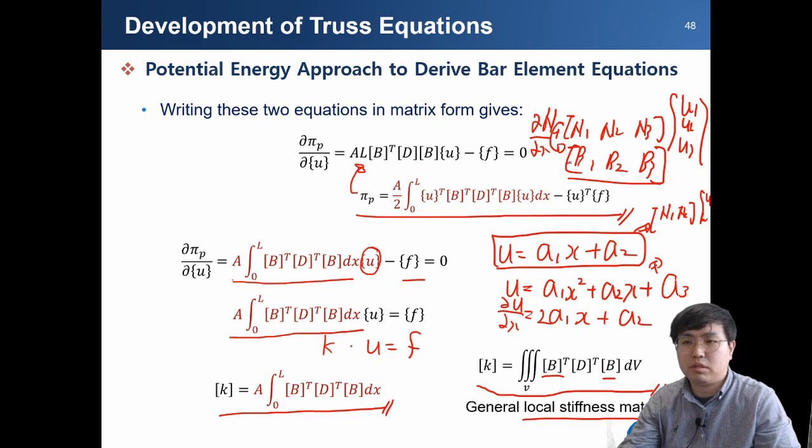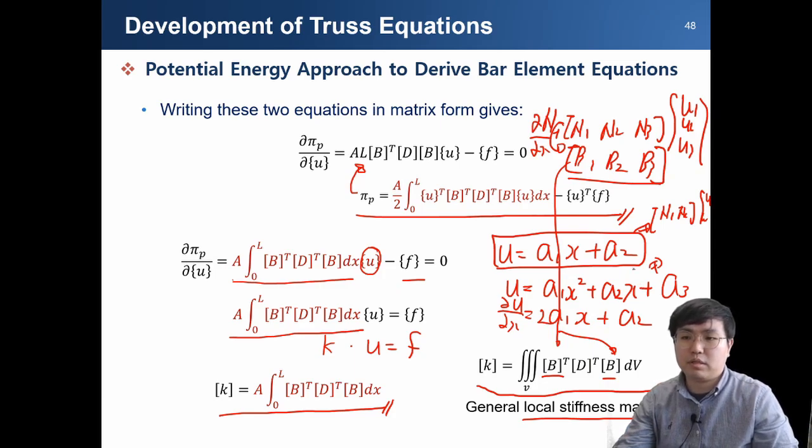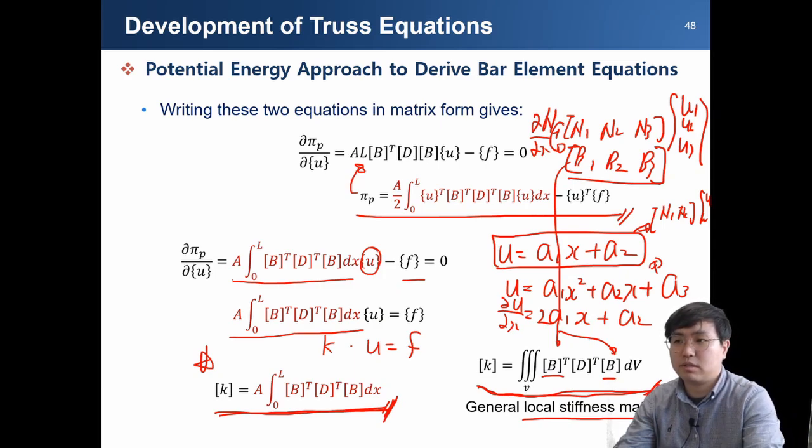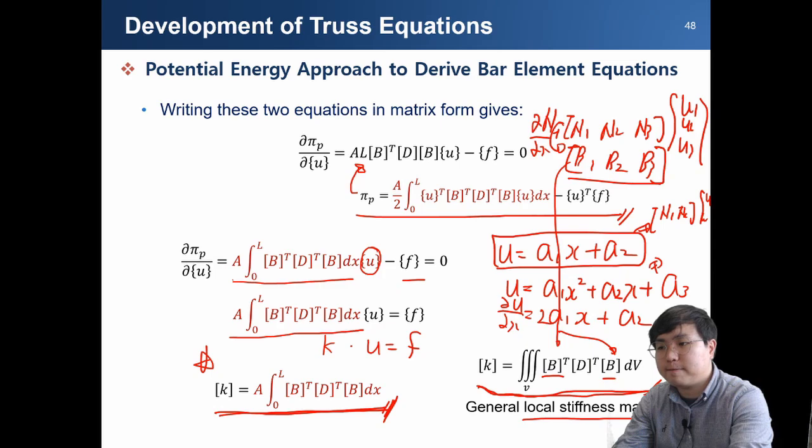You can use these B matrices anyway. And if we have two-dimensional elastic stiffness matrices, you can also use it. So this is a more general equation. However, in the truss element, we are going to use this kind of equation to define the local stiffness matrices here.